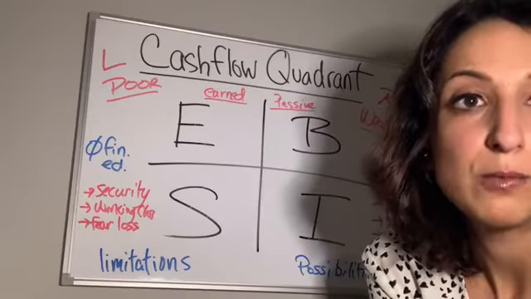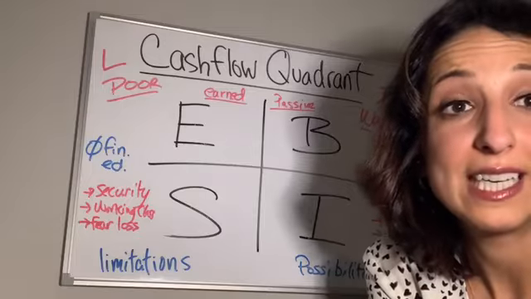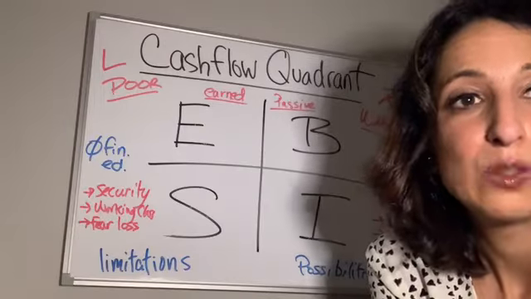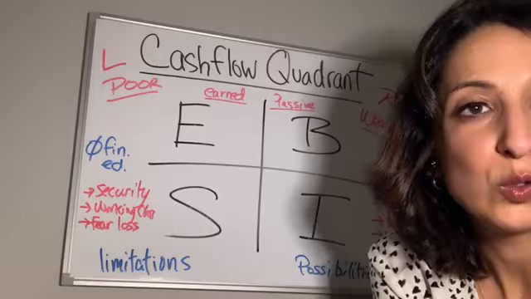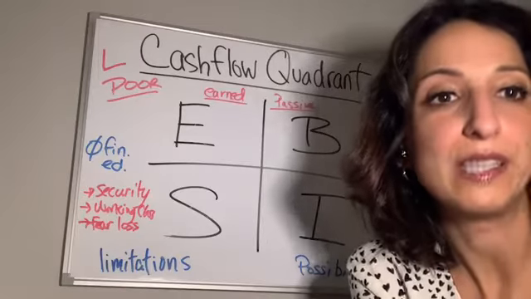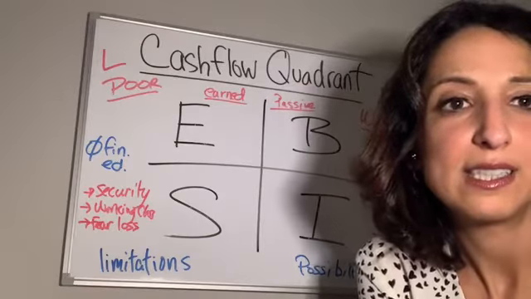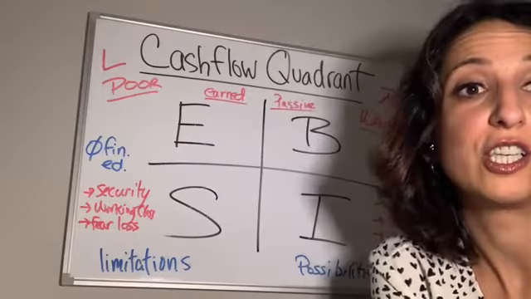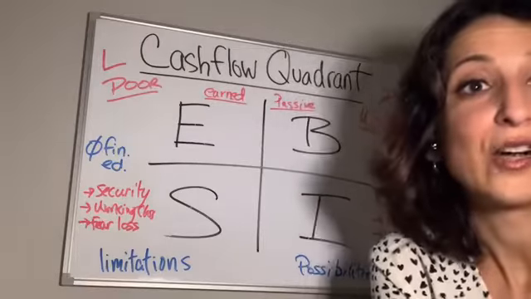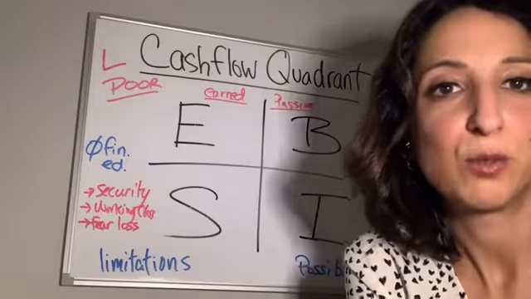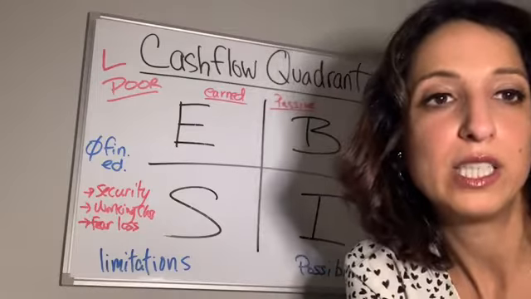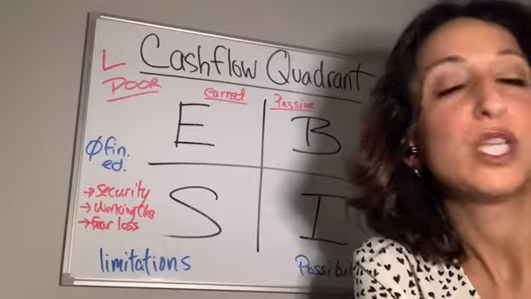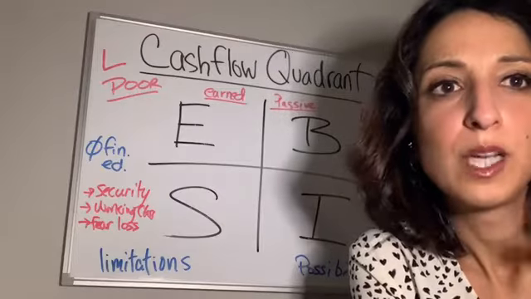And oftentimes when it comes to shifting quadrants, it is very difficult because you need to shift your entire core belief. So Robert Kiyosaki says it's almost like changing your religion or changing your political party. It's a massive transformation internally because you need to change what you've learned since you were young, right?